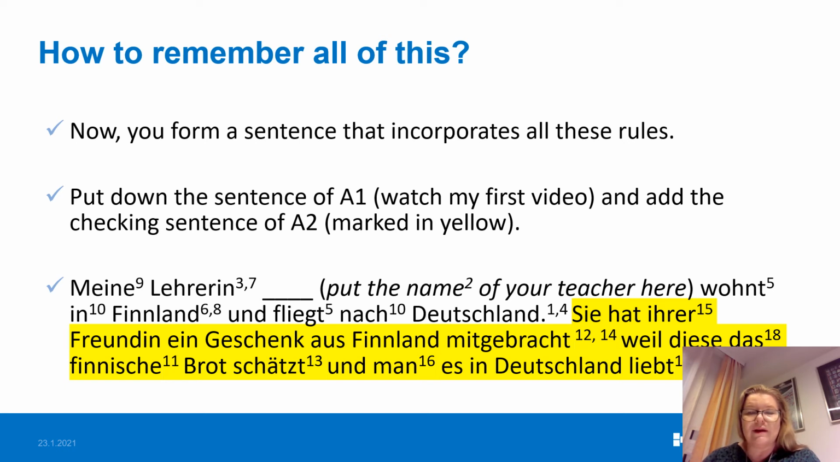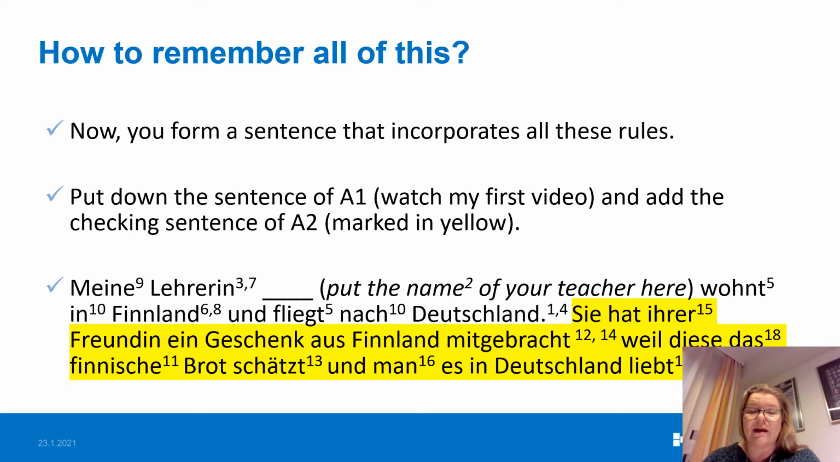So A1 check sentence is: Meine Lehrerin wohnt in Finnland und fliegt nach Deutschland. Checking sentence of A2 is: Sie hat ihrer Freundin ein Geschenk aus Finnland mitgebracht, weil diese das finnische Brot schätzt und man es in Deutschland liebt. So, these sentences you have to learn by heart. Of course, you can build your own sentence, but maybe it's easier if you simply want to give it a try via learning these sentences by heart.